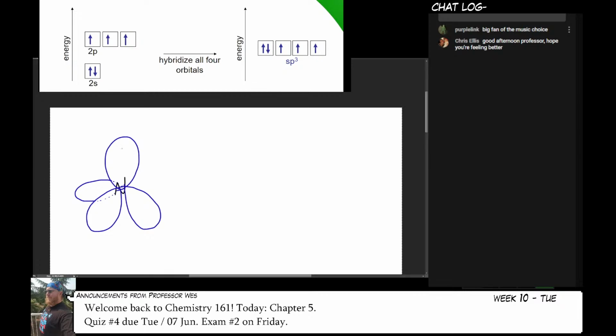And each of those has electrons in it. Three of them will have 1 electron in here, and then the other one will have 2. So there's my non-bonding pair right there. And then what I'm going to do is I'm going to do this.